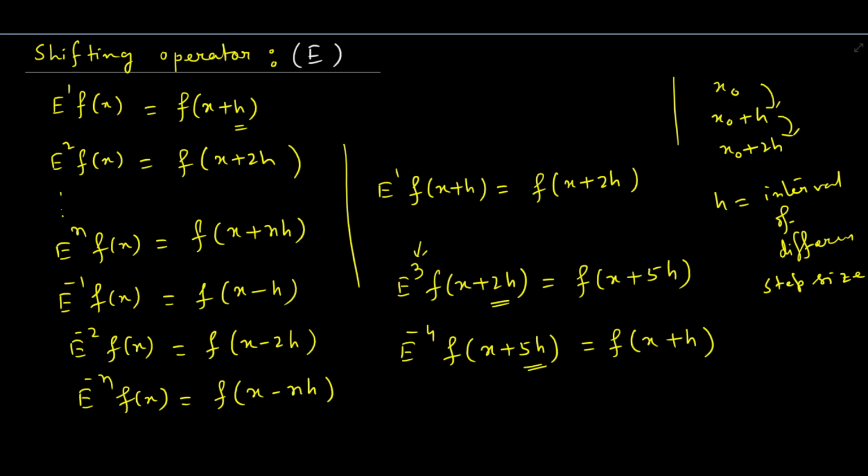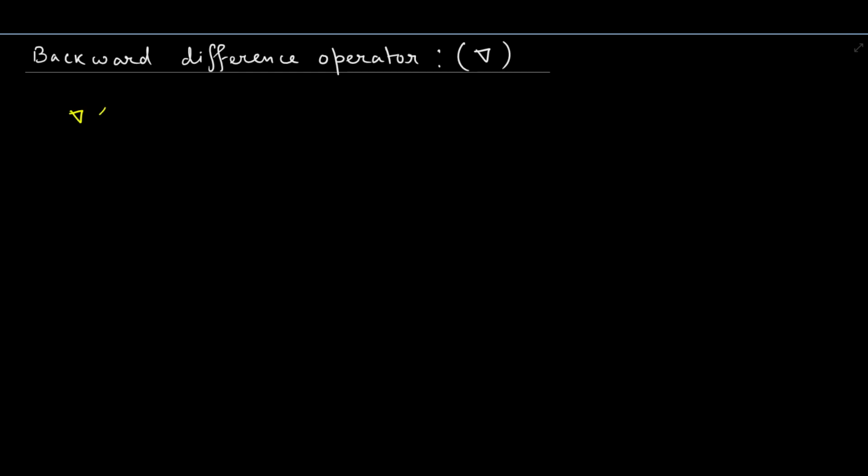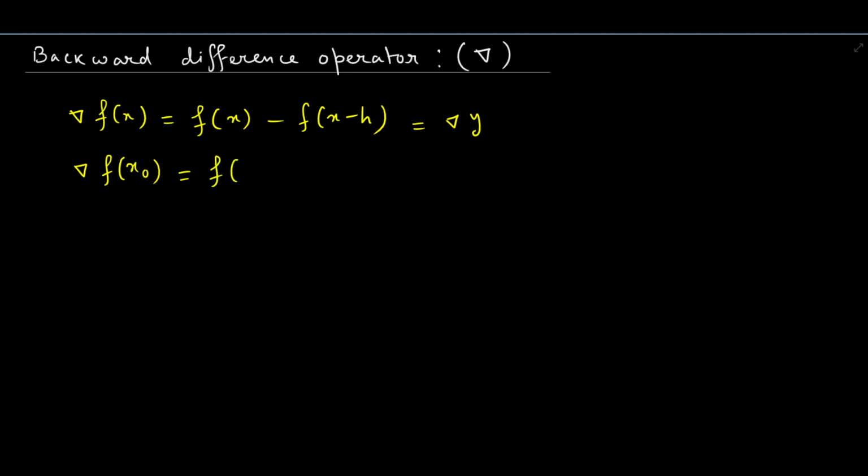Now let us go to the next operator, which is the backward difference operator. The backward difference operator is denoted by nabla. So nabla f of x is f of x minus f of x minus h. Or you can denote it by nabla y naught also. Suppose it is x naught. So what is nabla f of x naught? It will be f of x naught minus f of x naught minus h. Then we can write nabla y naught.